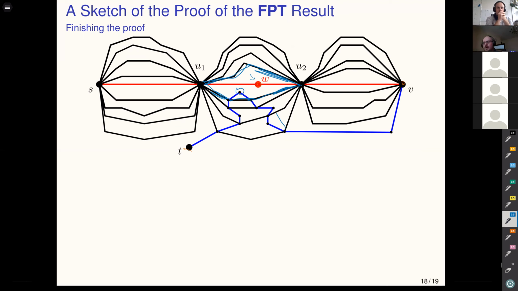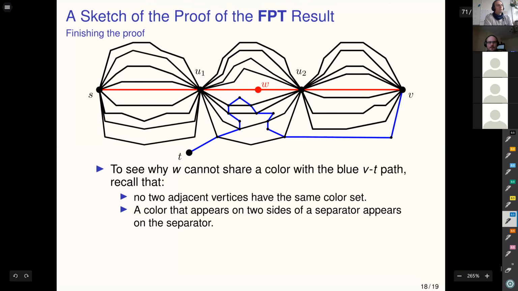And we can argue that between any two of these faces, it has to contain a different color. So if we skip two different faces, then the colors that this path contains there have to be different, which means that if we have k many paths that it needs to cross, then the path from v to t would need to contain more than k colors, but this cannot be the optimal one.